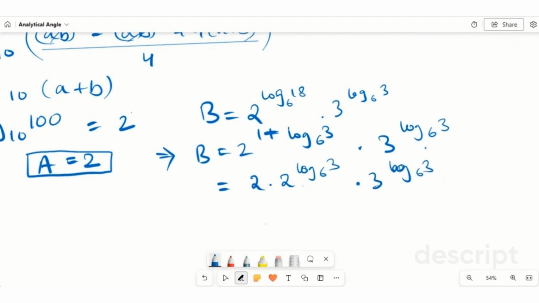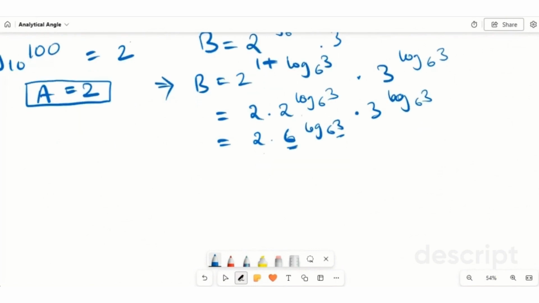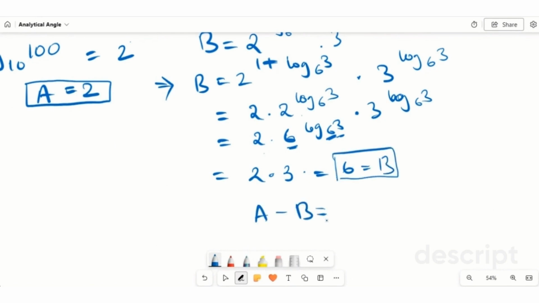Now, since the exponent is the same, we can club the bases together and write it as 2 into 6 to the power log 3 base 6. Now, 6 to the power log something base 6 will always be equal to the something that is in the log. So it becomes equal to 2 into 3, which is equal to 6. And the question asks for the value of a minus b. Therefore, a minus b is equal to 2 minus 6, which is minus 4. And that is our final answer.